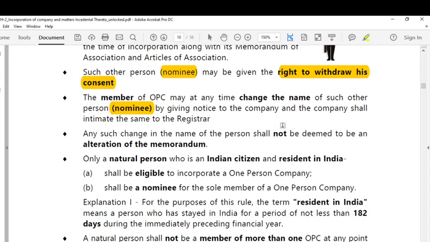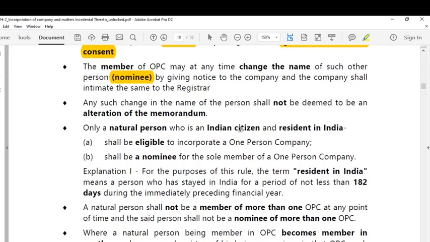So this option is also available. A member can change the nominee, or a nominee also can withdraw to continue as a nominee during the course of business. So any such change of nominee to a one person company shall not be deemed to be alteration of the memorandum. See here this point, the fourth special provision says that a nominee can withdraw to continue as a nominee of OPC, or the member or the person who promoted, who is the main member of OPC, also can change the name of the nominee.